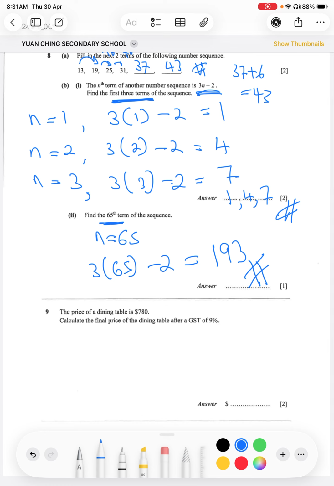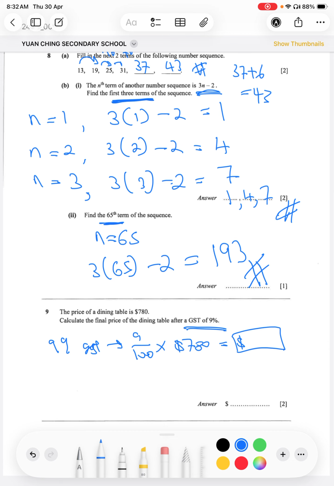So next one, the price of the dining table is $780. Calculate the final price of the dining table after GST of 9%. So let's find out what is GST of 9%. So 9% GST will be 9 over 100 times $780. This will get the amount.